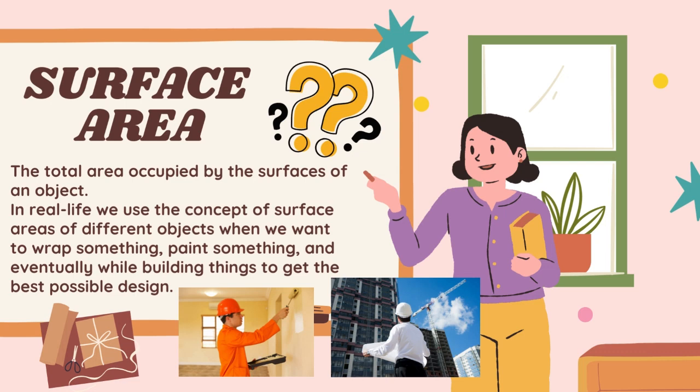What is surface area? Surface area is the total area occupied by the surface of an object. In real life, we use the concept of surface areas of different objects when we want to wrap something, paint something, and eventually build things to get the best possible design.